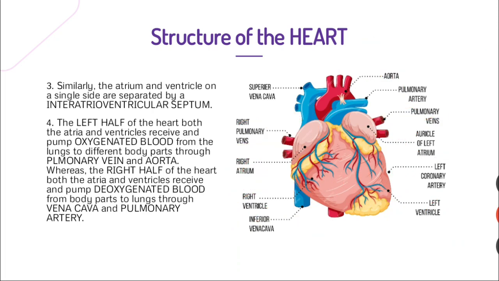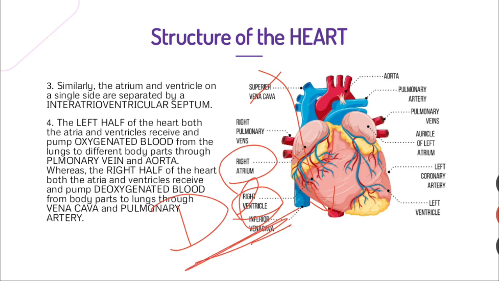Let me just repeat it once again. We have two vena cava, inferior and superior. Superior brings blood from the upper body parts, inferior brings blood from the lower body parts. Next, we have the right atrium and right ventricle. Both these vena cava pour blood into the right atrium, and this right atrium pours the blood into the right ventricle.